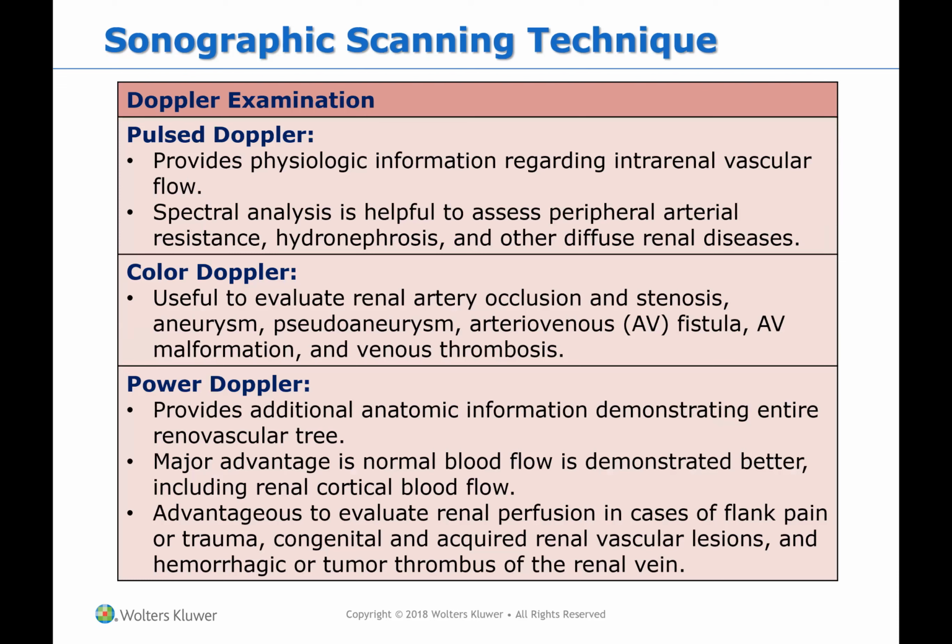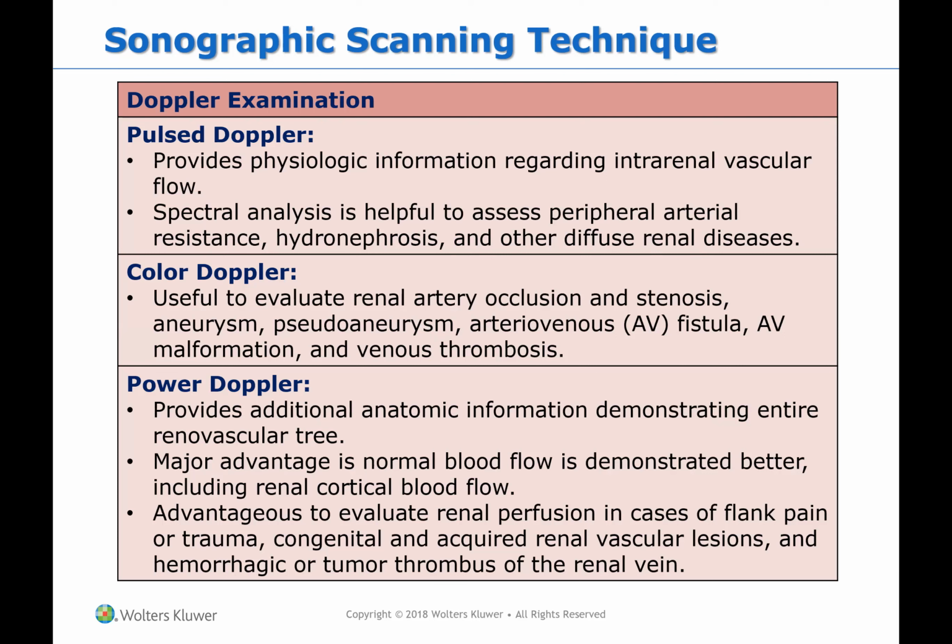So what does the pulse Doppler do? It's helpful in assessing peripheral artery resistance, hydronephrosis, or other renal disease. Color Doppler is used to evaluate occlusion, stenosis, or aneurysm. And Power Doppler just helps demonstrate the entire renovascular tree. So you can see it all the way up to the very small arteries, the afferent arteries, arterioles.